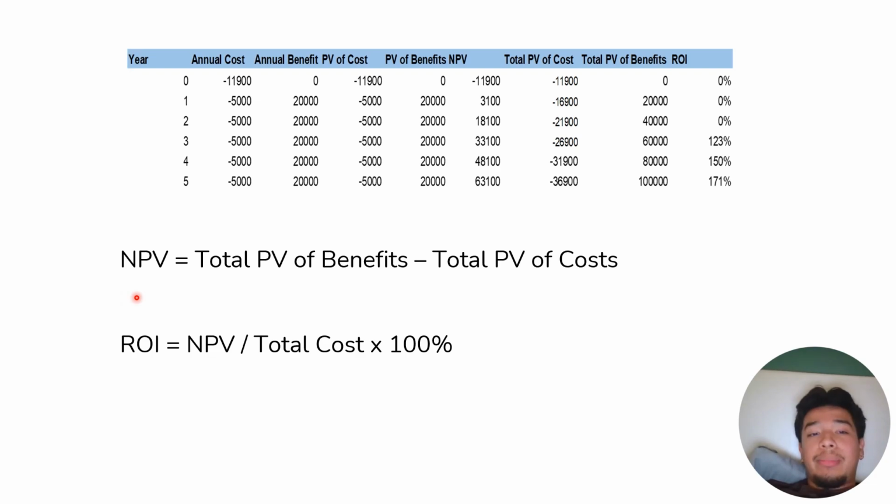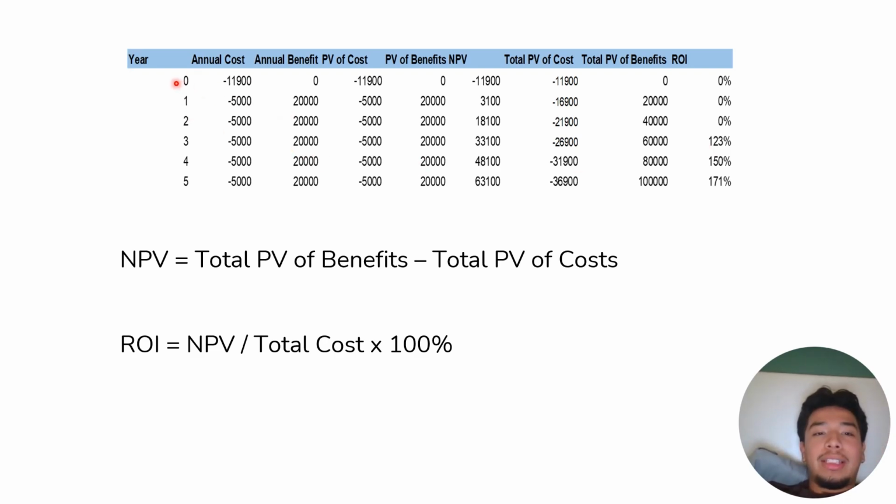We have our net present value is equal to total present value of benefits minus total present value of cost, which is this one minus this one equals this, basically. And I'll get to all the numbers in a little bit. And our return on investment is equal to net present value divided by total cost times 100 to get our percentage, and that's going to be on this side. So it's our net present value divided by our total cost times 100 to get our percentage.